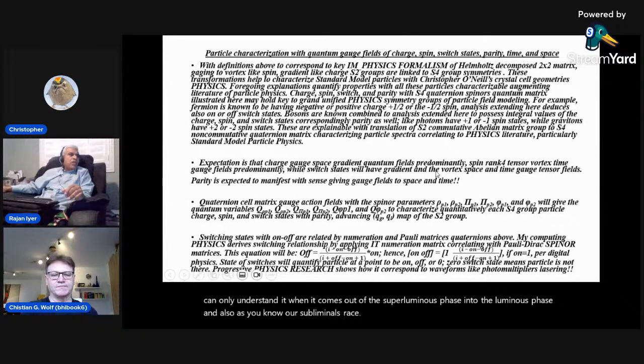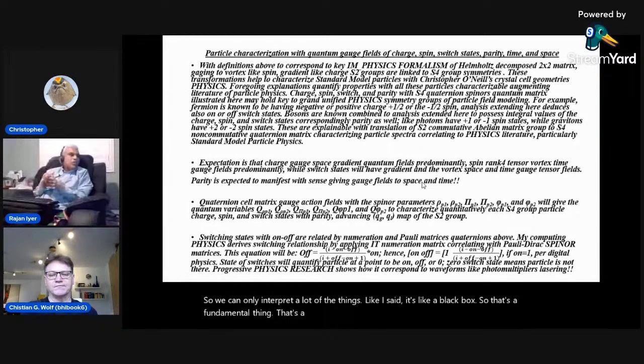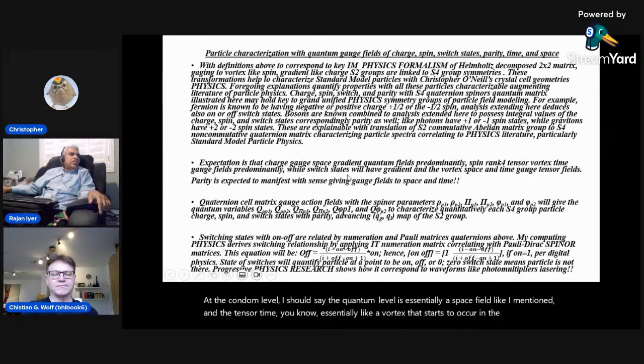Like I said, it's like a black box. That's a fundamental thing that the transforms bring about. So the expectation, based on that charge gauge field at the quantum level, is essentially a space field, like I mentioned, and the tensor time is essentially like a vortex that starts to occur at the mesoscopic level.